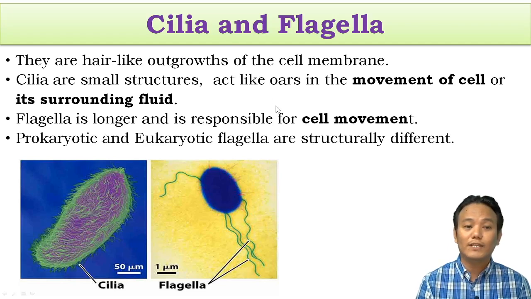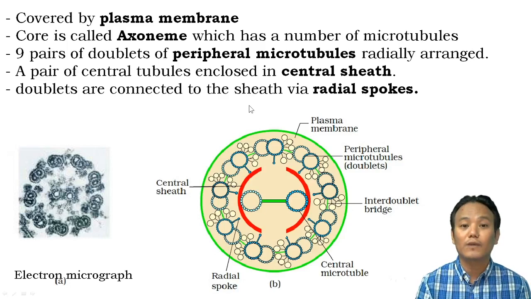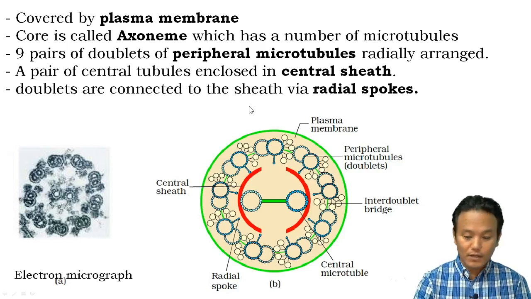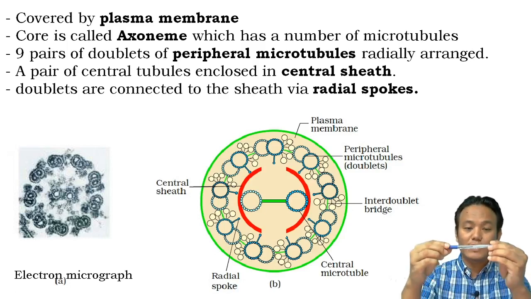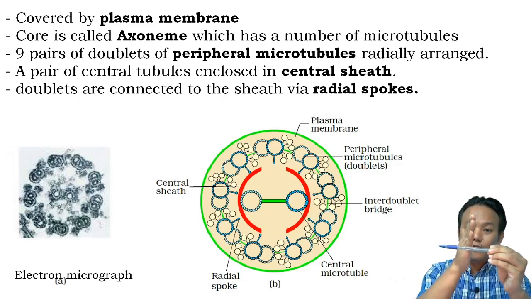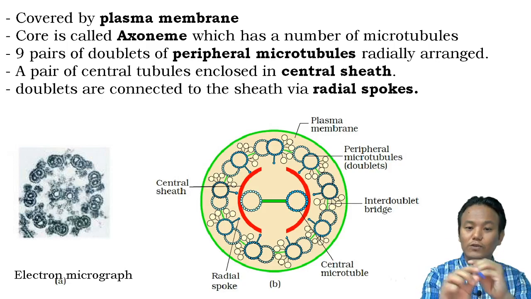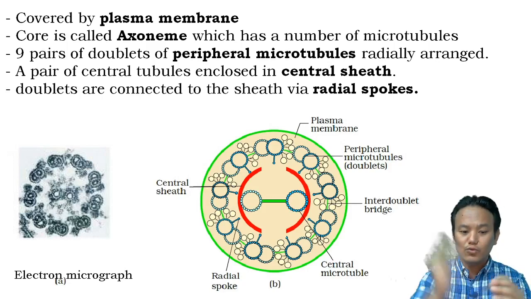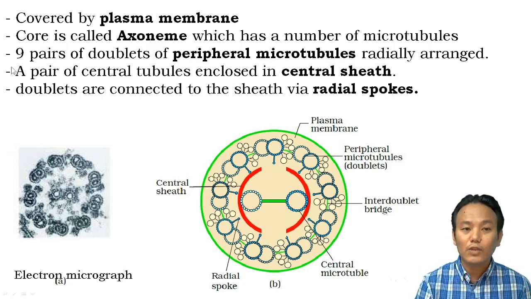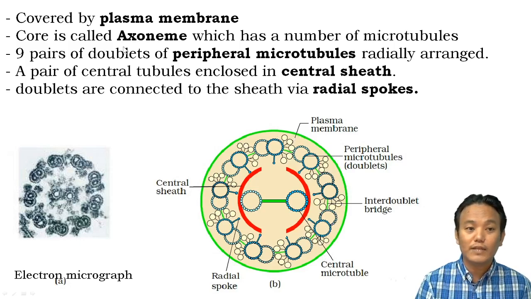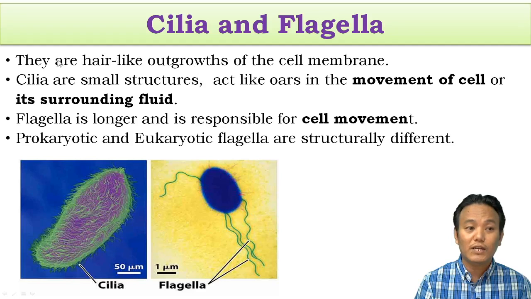So cilia and flagella. Now let us look into the structure of the cilia and flagella. If you cut the flagella right in the middle and try to look at it like this, it is covered by plasma membrane. It is a plasma membrane, it is covered by plasma membrane.